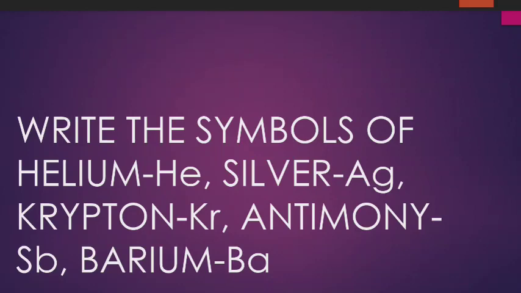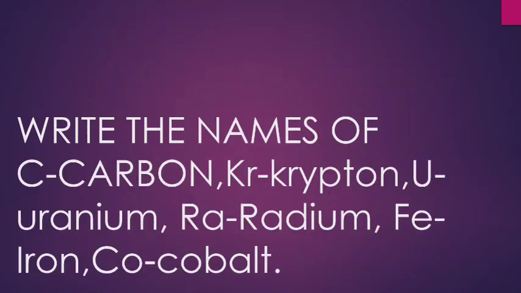Okay. Next is silver. Silver is Ag. Then krypton, Kr, antimony, Sb, and barium, Ba. So always remember, the first letter is a capital and the second letter is a small. Now next question.